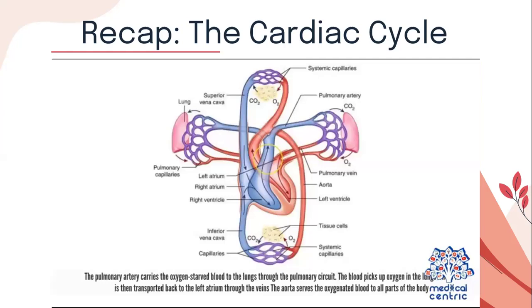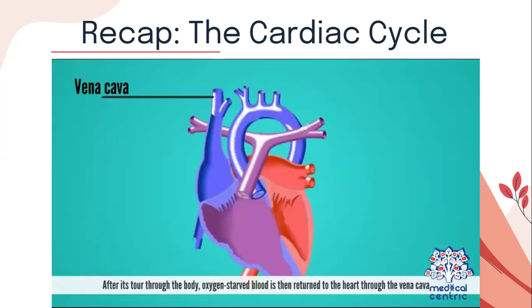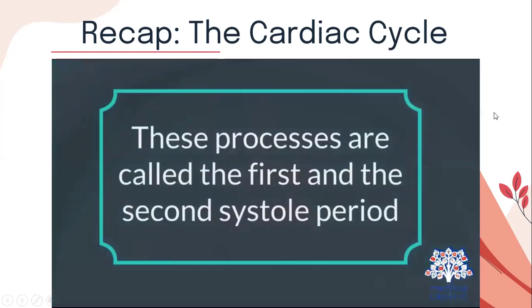The blood picks up oxygen in the lungs, where it is then transported back to the left atrium through the veins. The aorta serves the oxygenated blood to all parts of the body. After its tour through the body, oxygen-starved blood is then returned to the heart through the vena cava. These processes are called the first and the second systole period.